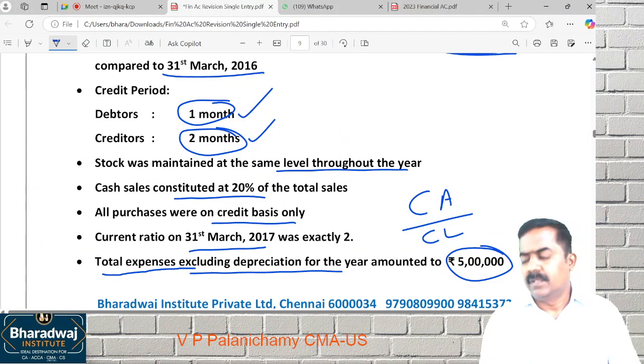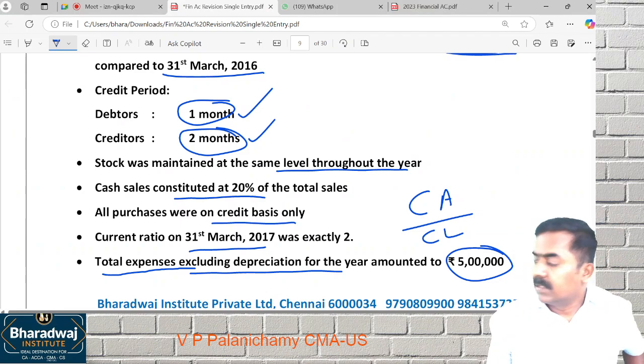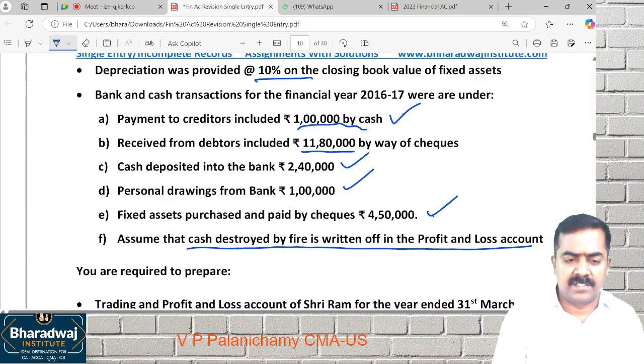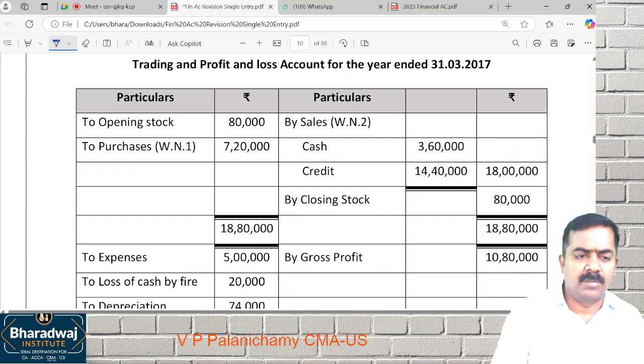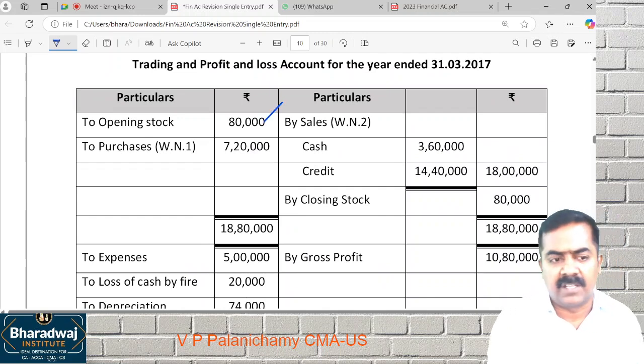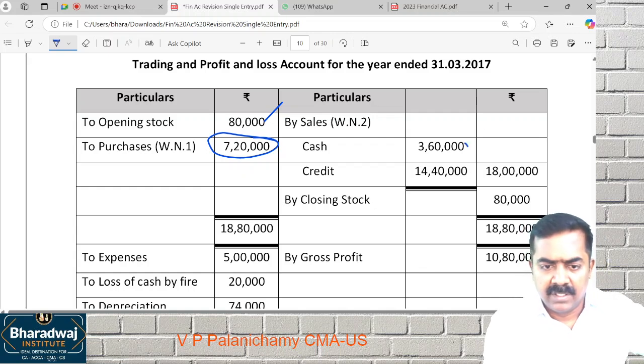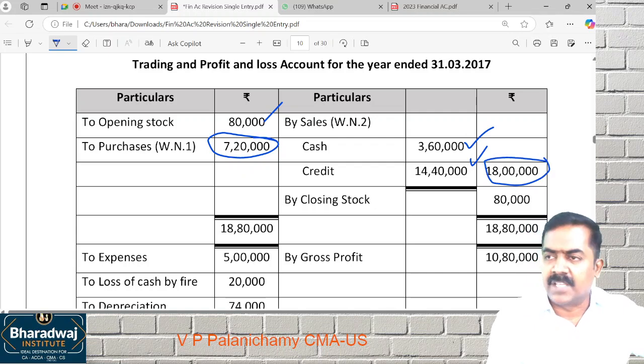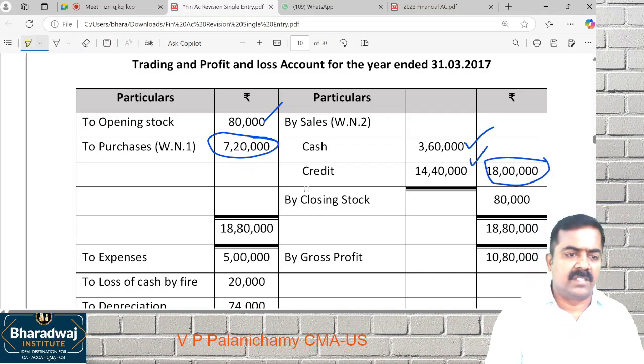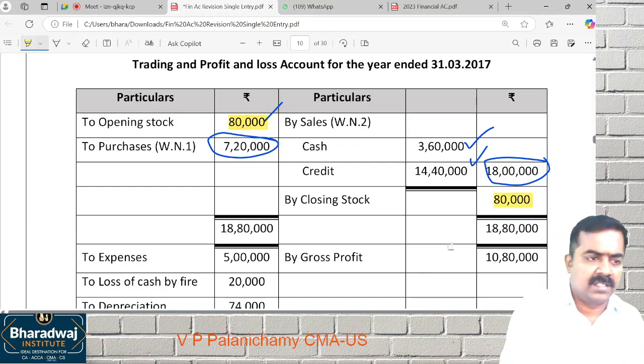Yes. Just to save time, we'll just see the main answer. Main answer is just a normal working now. The opening stock is given in the question. Purchases we worked out. Purchases how much? 7,20,000. Cash sales plus credit sales, total sales also we worked out. Closing stock is equal to opening stock. There is no change in the stock level. Opening stock and closing stock are same.